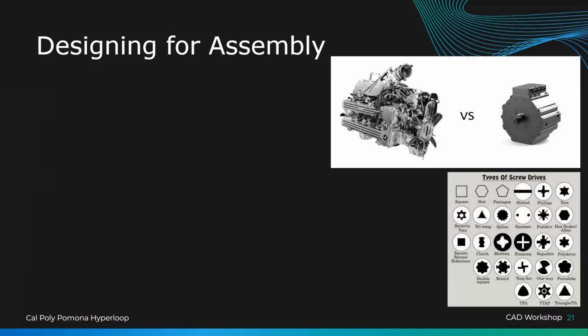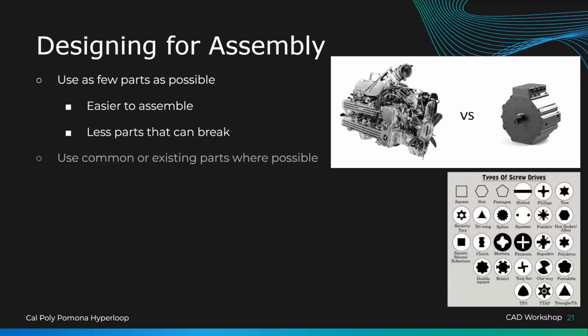So, designing for assembly. This is something I also want to talk about. Use as few parts as possible. So you see this right here? This is one of the big upsides of electric vehicles: you have just an electric motor, versus your internal combustion engine, with I don't even know how many moving parts. One, less time to assemble, and two, there's just less things that can break, less things that can go wrong. So it's a much more reliable design. Easier to assemble and fewer parts that can break.